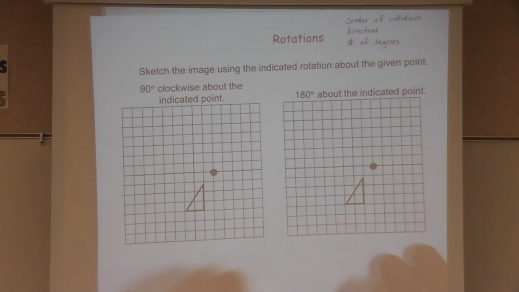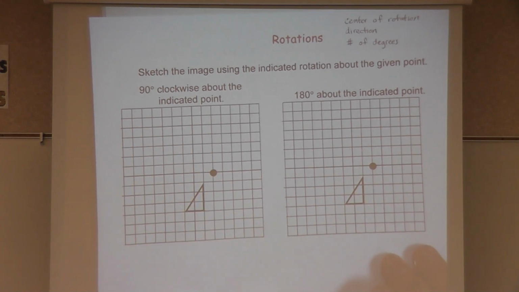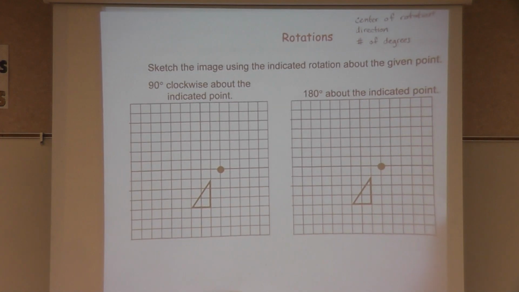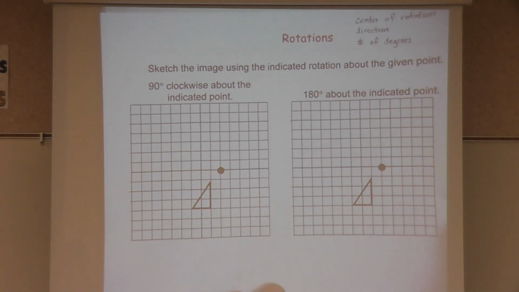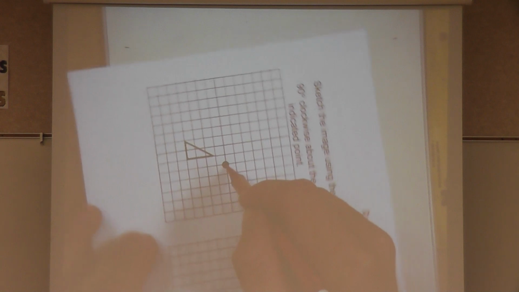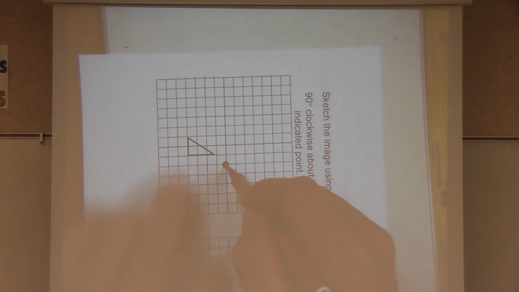So our first problem we're going to do today, we're going to do a 90 degrees clockwise rotation about the indicated point. This is my center of rotation. We're going 90 degrees. 90 degrees is a quarter turn. It's going clockwise, so it'll look like this. I would put my pencil on the center of rotation, and I'm going to turn it 90 degrees, quarter turn. When the horizontal becomes a vertical, I know I've gone a quarter turn.